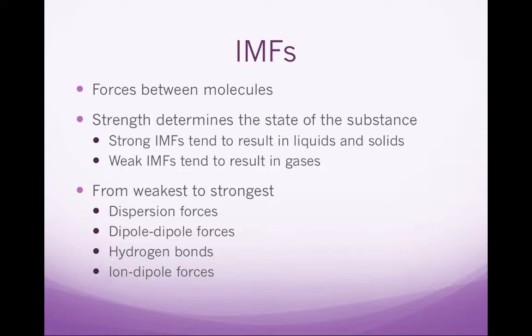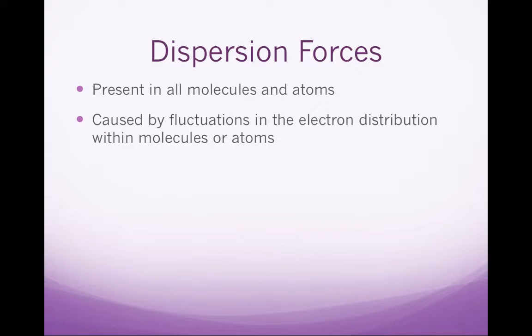We're going to talk about 4 different types of IMFs, and here they're listed from weakest to strongest. So the weakest is dispersion forces. Then dipole-dipole forces, hydrogen bonds, and then finally ion-dipole forces are the strongest. Let's talk about dispersion forces first.